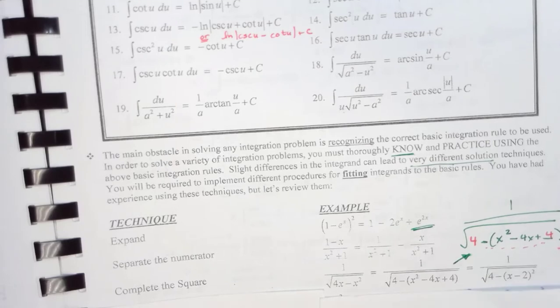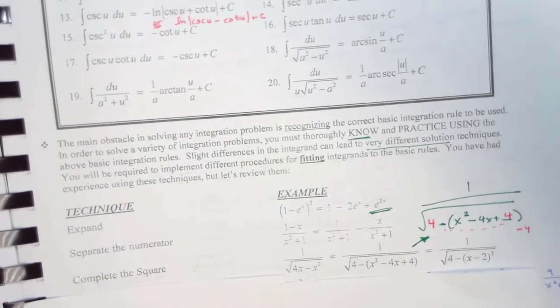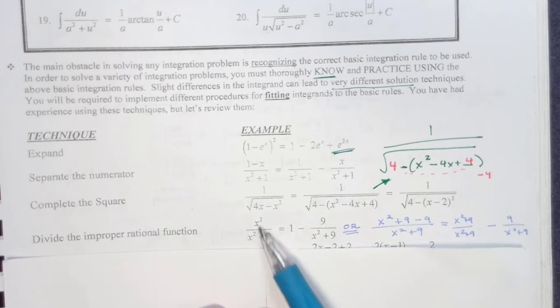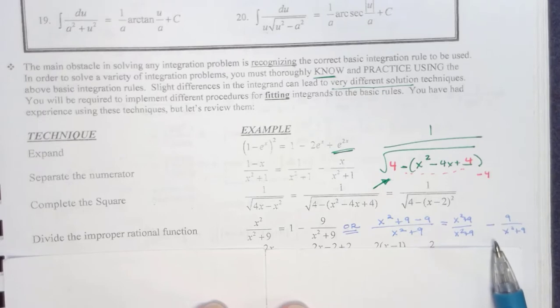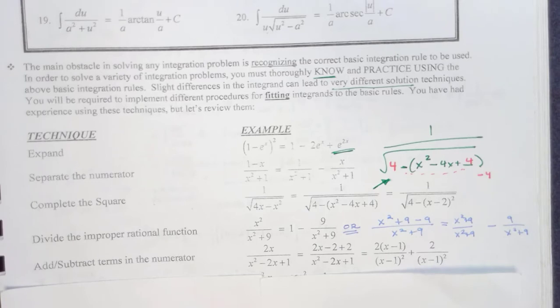Completing the square, where we had to take a binomial and create a perfect square trinomial that could be factored, so it could fall into one of our patterns. Dividing the improper rational fraction. So if I took this, I could do long division into it, or I could actually add a clever form of 0 to get something that works nicely. Adding or subtracting terms in the numerator, like we just did right here, to create something that gives us a pattern.